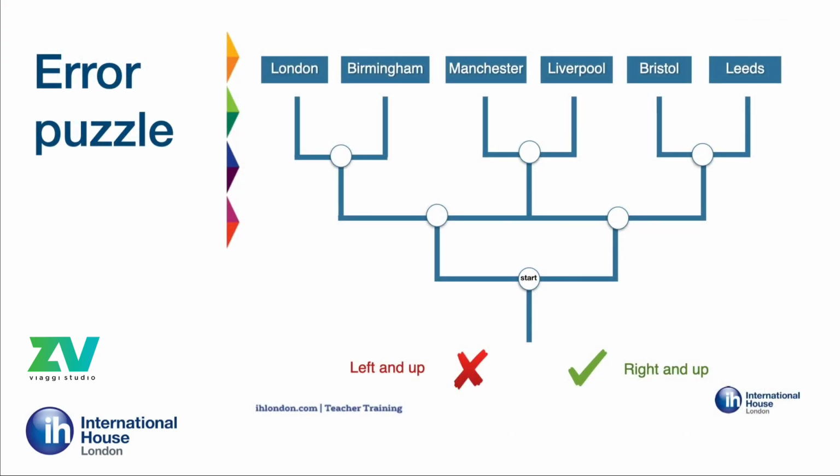Here the teacher reads a sentence and the learners move depending on whether they think there is an error or not. They have to say which city the teacher is visiting. So if there is an error, they move to the left and up, and if it's correct, they move to the right and up. Let's try.